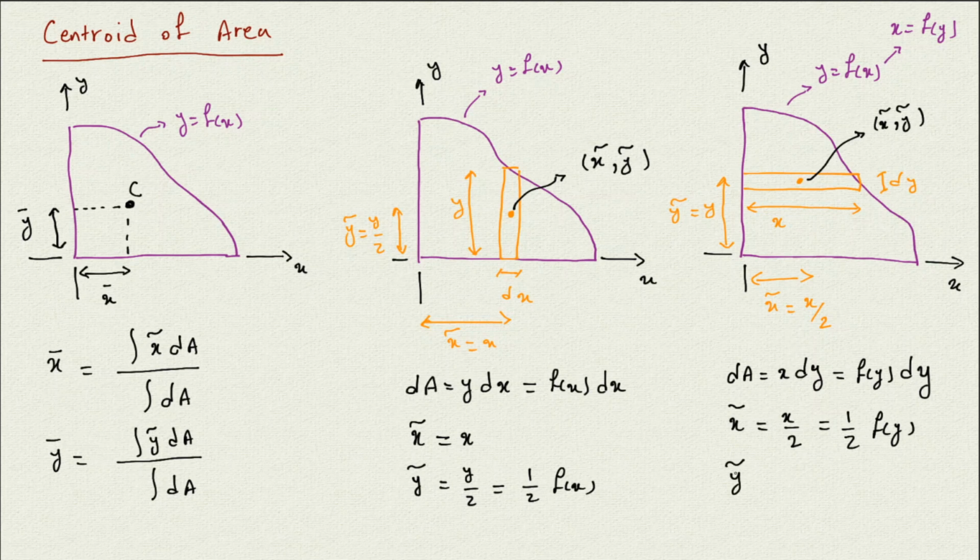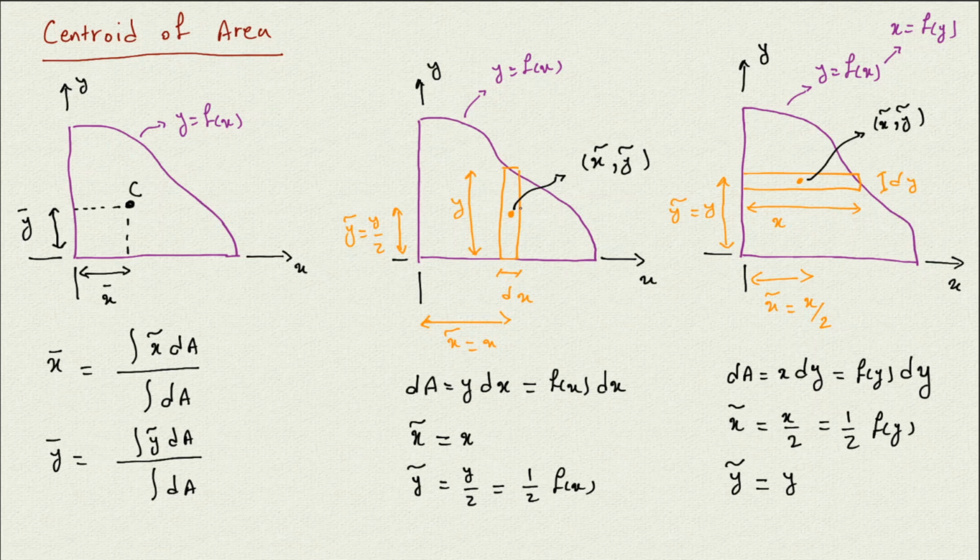And the same for the centroid of the element in the y direction, which is just simply going to be y. This time we can use these three values in the x and y equations here to calculate x bar or y bar, the centroid. So we either use the vertical element or the horizontal element. We are not going to use both of them at the same time.